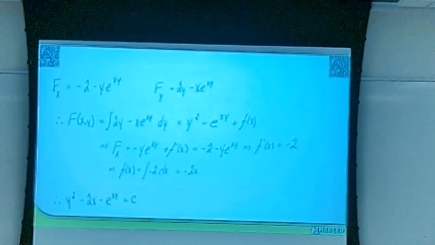y squared minus 2x minus e to the xy equals some constant. That is our solution. And again, that cannot be solved explicitly for y. Also can't be solved explicitly for x, by the way. Which actually does bring up a good point.